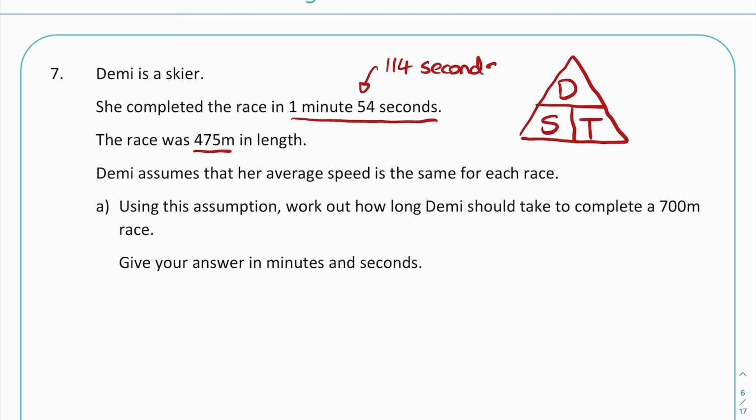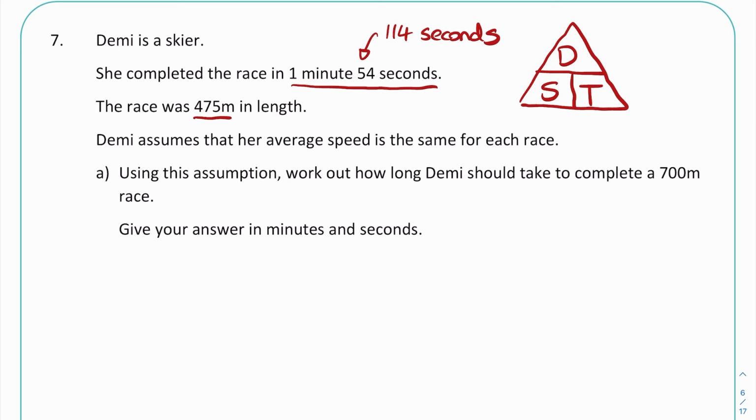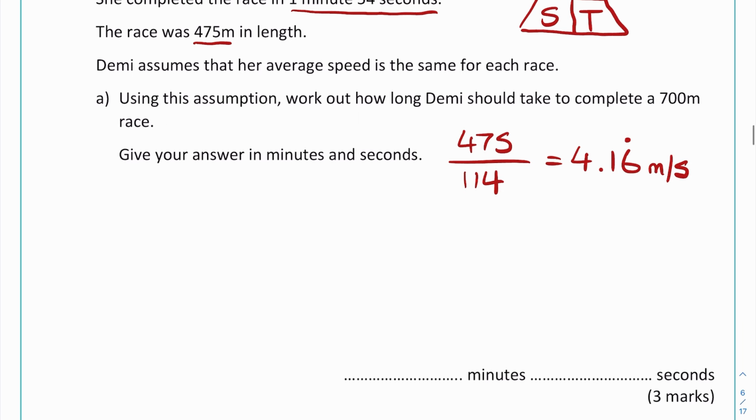So if we work this out in metres per second, we need to make sure that we label that so we don't forget. Then I would do the distance, 475, divided by the time, 114 seconds. And if we type that in, 475 divided by the answer, we get 4.1 and then 6 recurring, and that'll be metres per second. Now, if we assume then that she has the same speed, how long will it take her to do the 700 metre race?